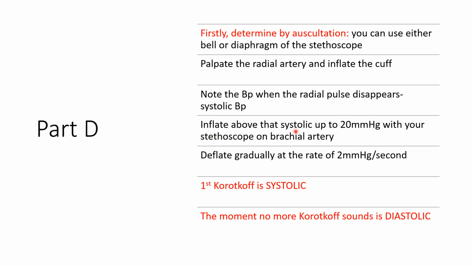Inflate above that systolic level by up to 20 millimeters of mercury with the stethoscope on the brachial artery. Then deflate gradually at the rate of 2 millimeters of mercury per second. The first Korotkoff sound is the systolic blood pressure. The moment there are no more Korotkoff sounds is the diastolic blood pressure.